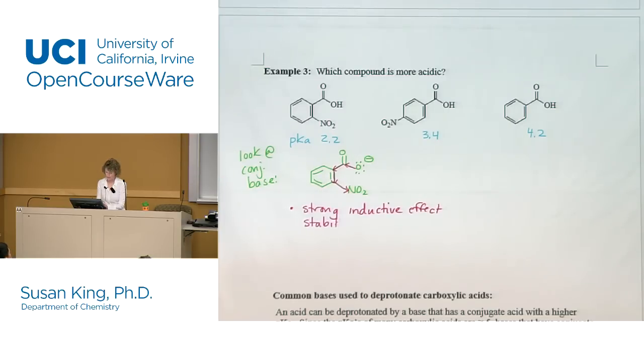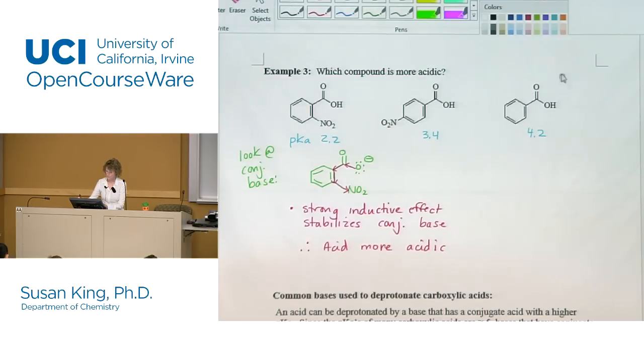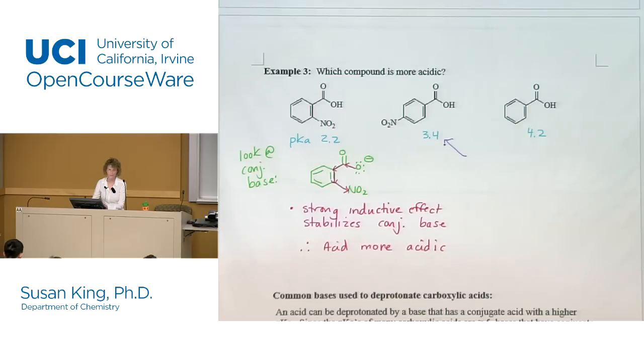How does it do that? It makes the oxygen less negative. Therefore, the acid is more acidic. Over here, with this one, the nitro group is further away. It's as simple as that. Electron withdrawing group farther away, therefore the inductive effect is not as strong.